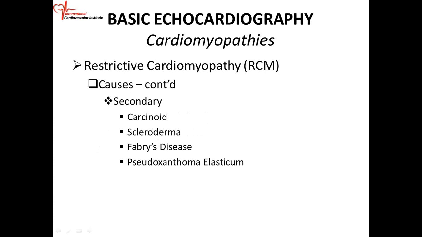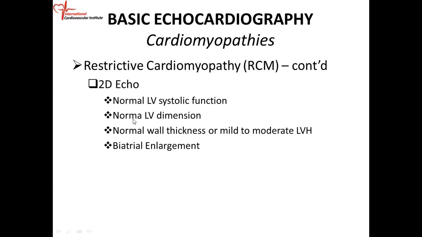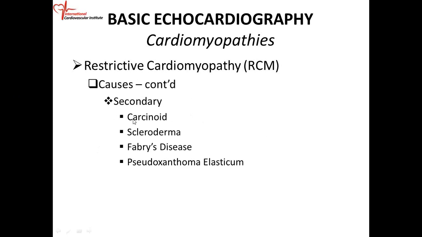Other secondary causes for restrictive cardiomyopathy: carcinoid syndrome, scleroderma, Fabry's disease, pseudoxanthoma elasticum. What you should do is note the names of these things, and then you can go online and get further information on them.